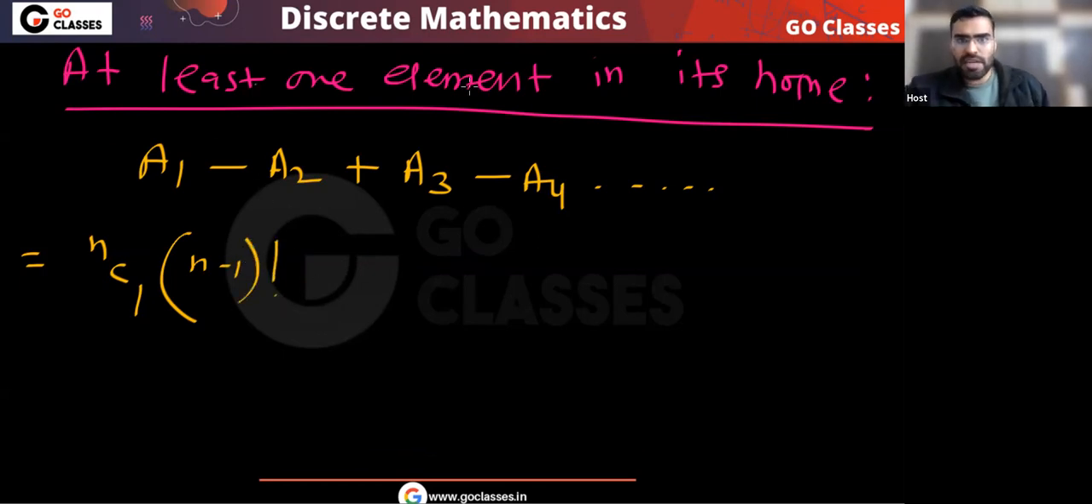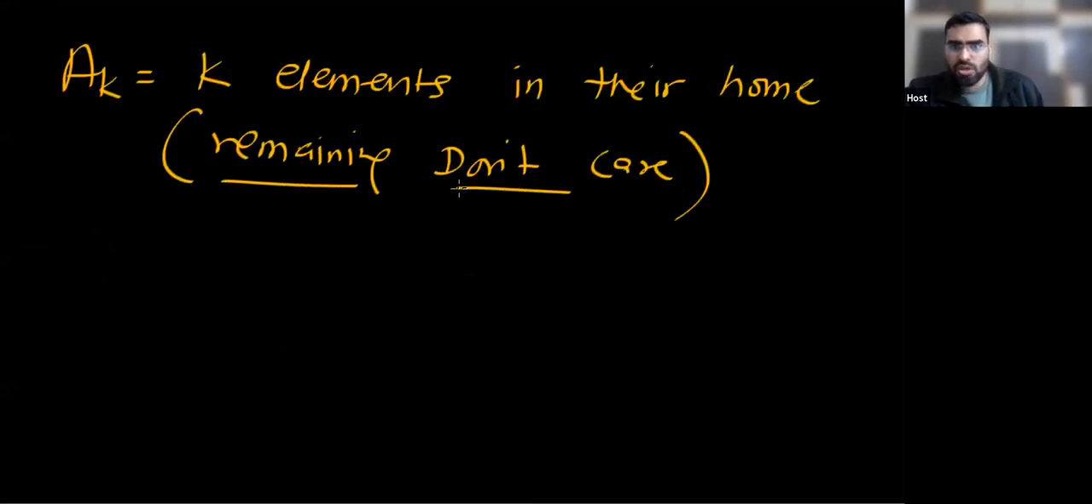Why? Because at least one element in its home means one element. So choose that element, nC1, and put that element in its home. So there is only one way. If I am putting you in your own home, then how many ways are there? Only one way. For the remaining elements, (n minus 1) factorial ways, because the remaining elements don't care.